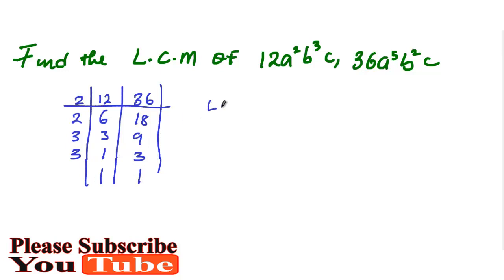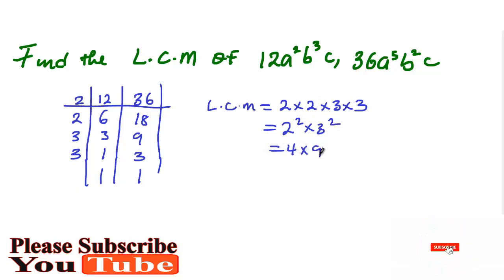So in that case, the LCM in this case will be 2 times 2 times 3 times 3. And that will give us 2 raised to power 2 times 3 raised to power 2. That is 4 times 9. And 4 times 9 in this case would give us 36. All right. So that's the LCM of these two numbers.